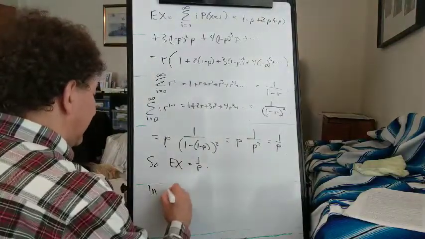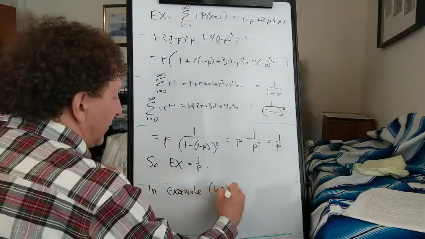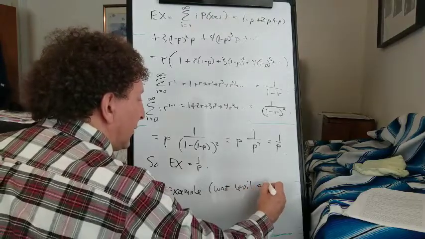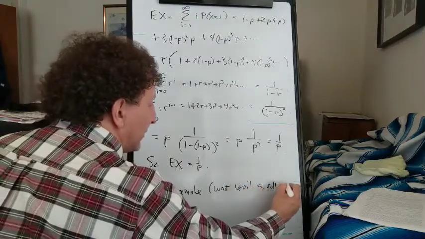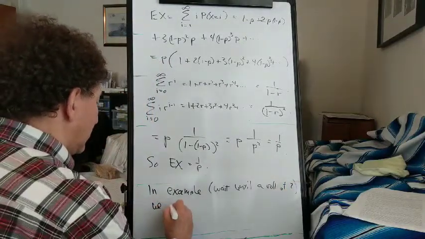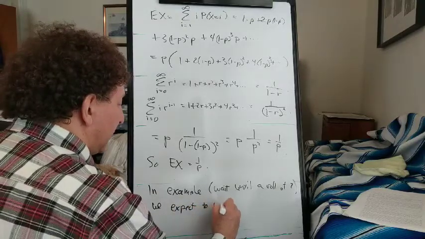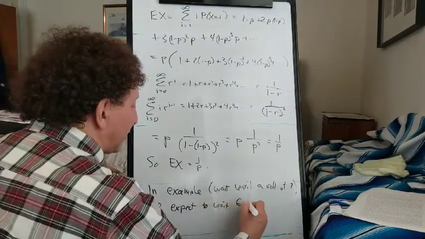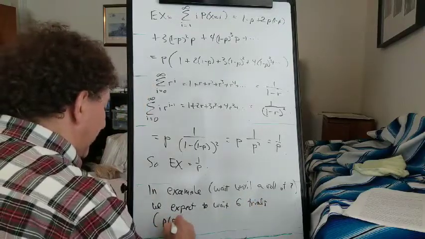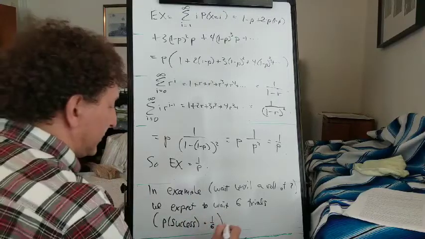So that means in the example where we're waiting until a roll of 7, we expect to wait for 6 trials because the probability of success is 1 over 6.